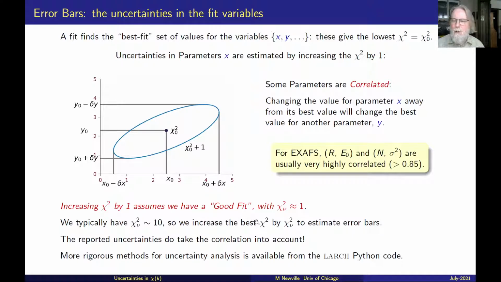Just in general, we report chi-square and reduced chi-square, and the estimated error bars increase chi-square by reduced chi-square. The reported uncertainties, again, do include the effect of correlations. I'll also say that more rigorous methods or more brute force methods or exploration of parameter space around the best fit values are available in Larch in the Python code and can sometimes be useful. It turns out that in my experience, XAFS data is pretty well described by this description.